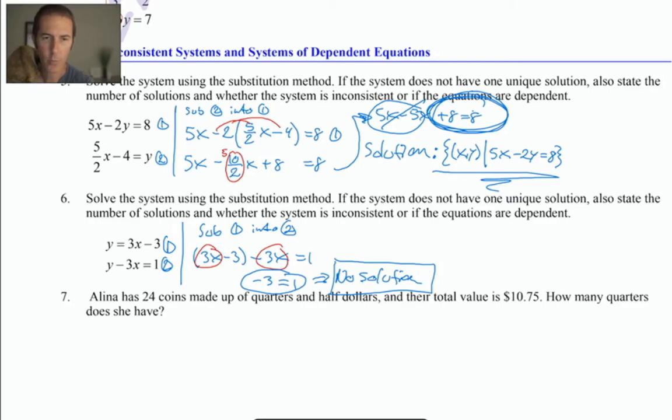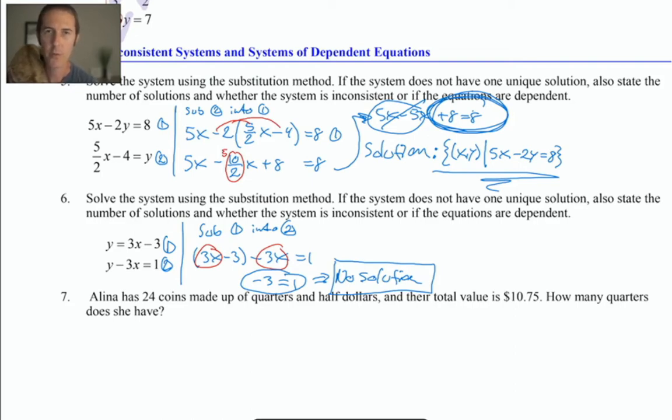So Alina has 24 coins made up of quarters and half dollars, and their total value is $10.75, and we want to know how many quarters does she have. The challenge with a word problem is always taking the English language and translating it into a mathematical statement.